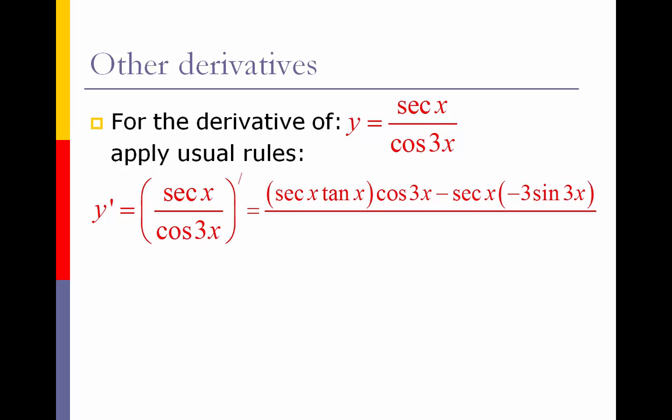Where is that extra 3 coming from? Well, of course, the chain rule. We're taking the derivative of cosine of 3x. The derivative of cosine gives us minus sine of 3x, and then once we go inside, we get the derivative of 3x, which is just 3. And in the denominator, we just have the cosine squared of 3x. And that's the derivative of that function.